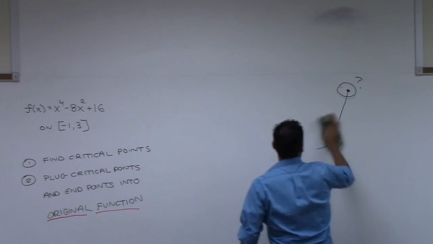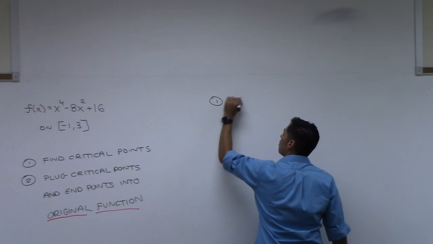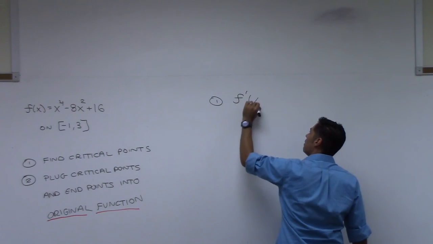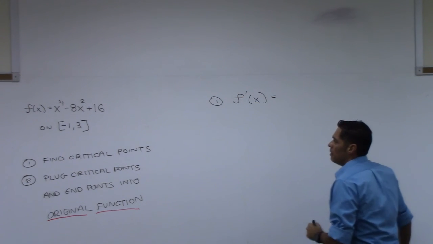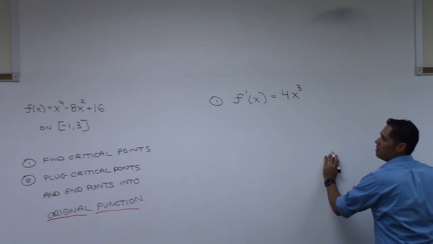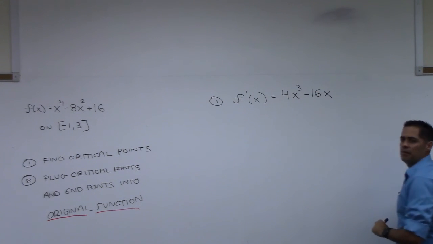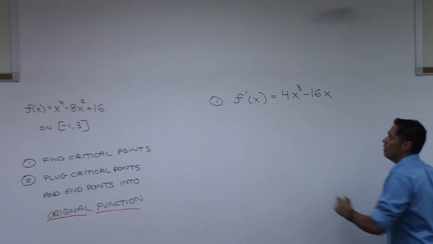So, first step, find the critical points. So I take the derivative. What's my derivative? 4x cubed minus 16x, and that's it. Set that equal to 0.